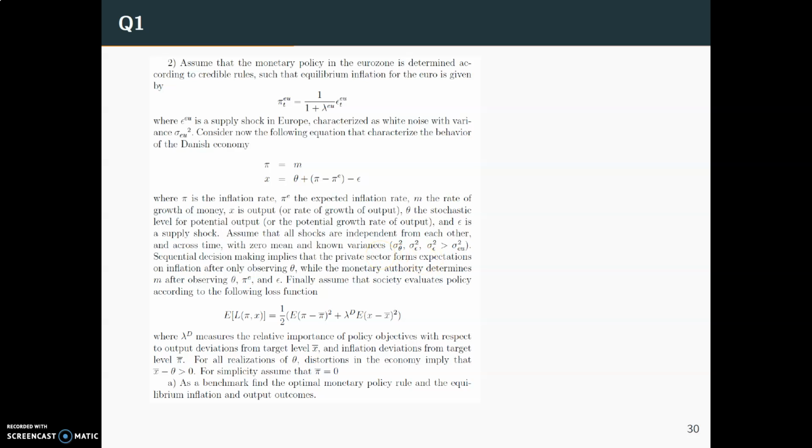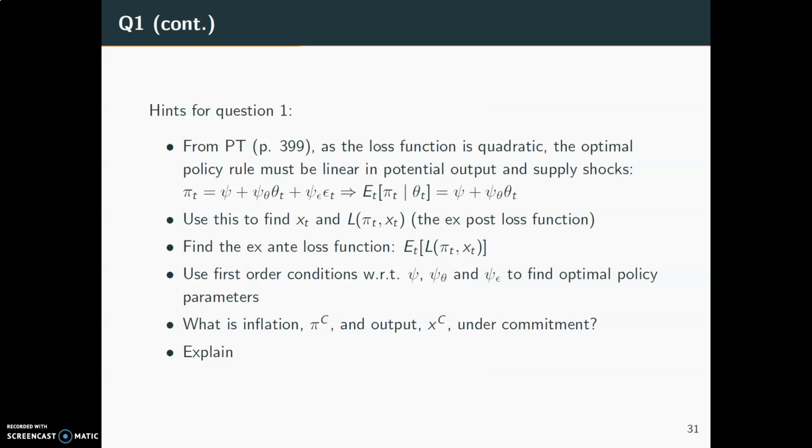Okay, so the first question says, as a benchmark, find the optimal monetary policy rule and the equilibrium inflation and output outcomes. Okay, so here are a few hints. This is very similar to what we saw in, I think, exercise 2 in problem set 10. So I suggest that you also try and go back and get an idea of how to do this. But the framework is a bit different because we now also have supply shocks.